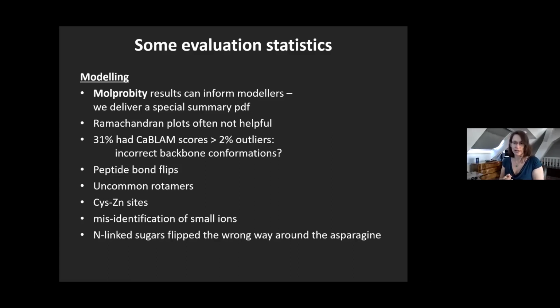Misidentification of small ions also happened. That includes, for example, the multi-zinc site modeled as PEG. So these happen fairly often.